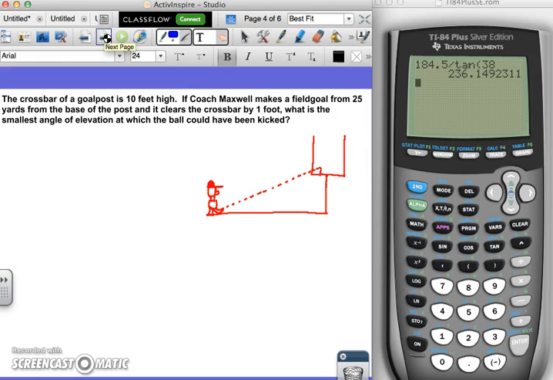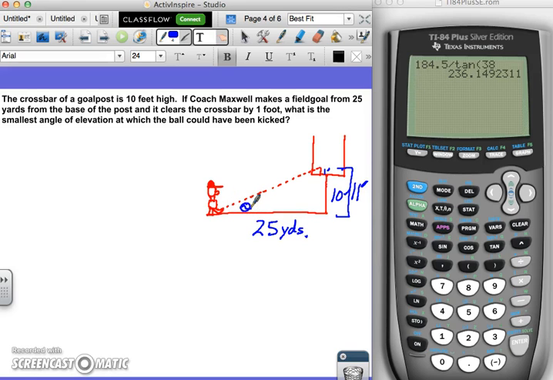All right, so the crossbar of a goalpost is 10 feet high, so we got 10 feet right here. Okay, if Coach Maxwell makes a field goal from 25 yards away, so I'm 25 yards away from this thing, and I clear the crossbar by 1 foot. So, in other words, well, how high did I kick this thing? Well, the crossbar's 10 feet. I kicked it 11 feet. It went 11 feet up. Okay, what is the smallest angle of elevation for which we can find? So we want to know, what is the smallest angle?